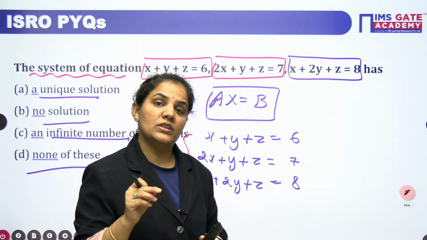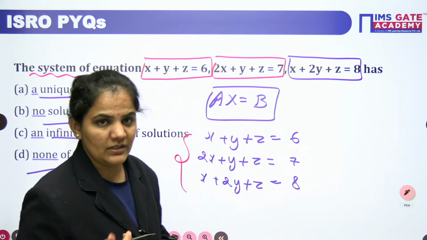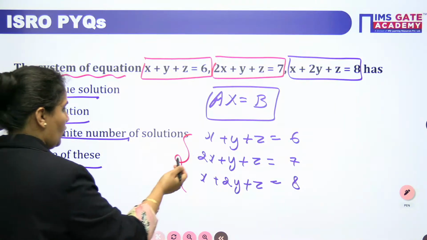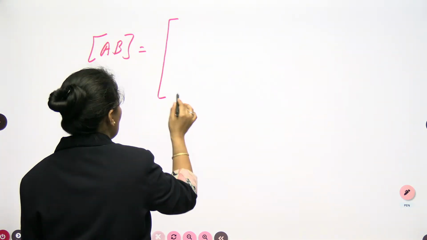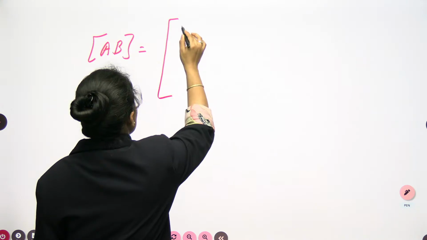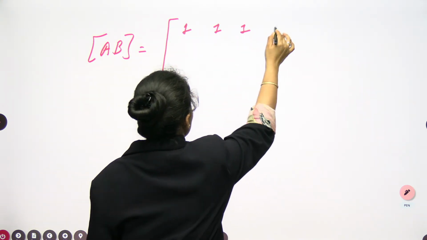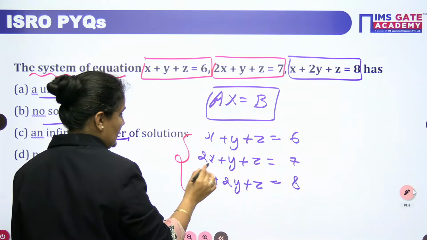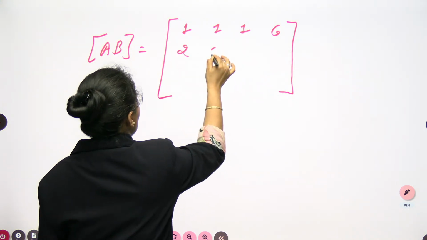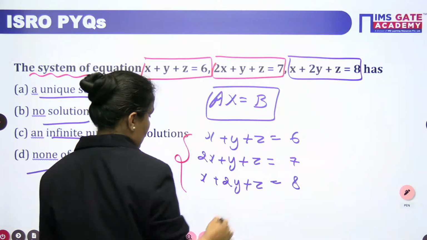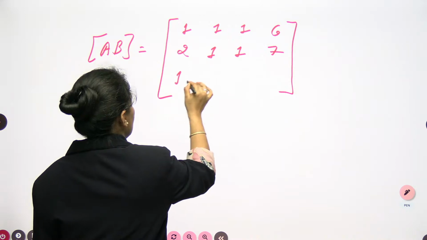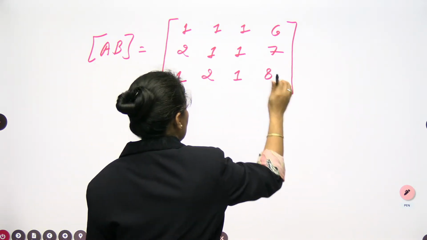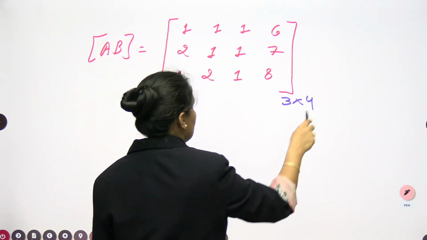For this, I need to identify which type of solution it has. So we need to proceed by finding rank only, right? Let's first write the augmented matrix AB. What will be my augmented matrix? 1 1 1 6. The next row is 2 1 1 7, and the next is 1 2 1 8. I can see the order of the matrix is 3 cross 4.